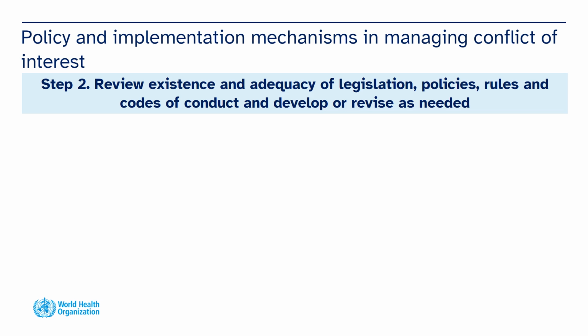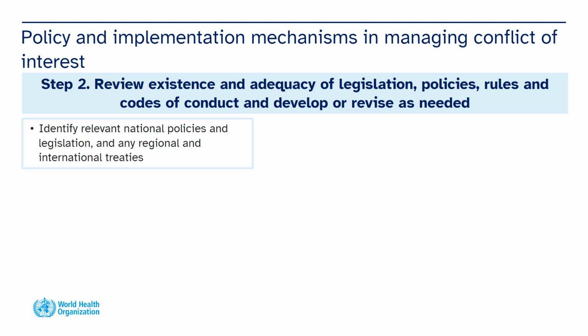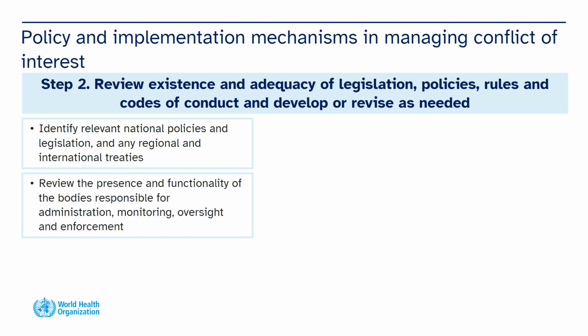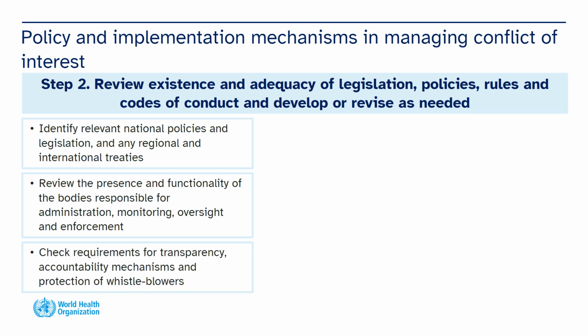Step 2 involves a review of any existing legislation, policies, rules and codes of conduct, and then development or revision as needed. Firstly, a mapping exercise should be undertaken to identify the relevant national policies and legislation, and any regional and international treaties that pertain to the prevention and management of conflict of interest. The review should include the presence and functionality of the bodies responsible for administration, monitoring, oversight and enforcement, and also include any requirements for transparency, accountability mechanisms, and protection of whistleblowers. If policy or legislation does not exist or is inadequate, it should be developed, or revised as needed.